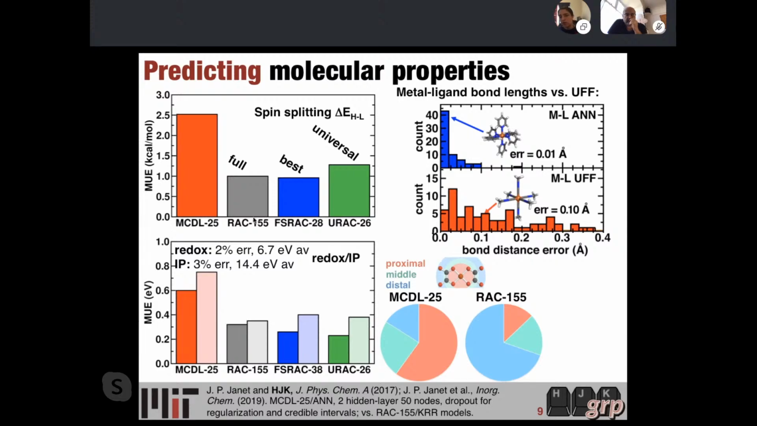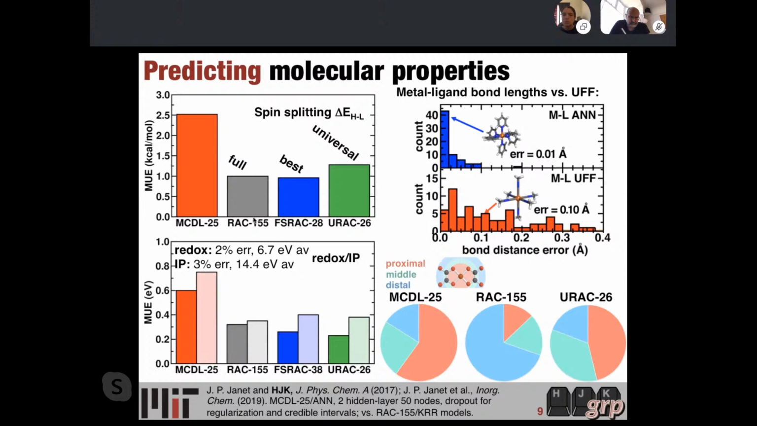And when we apply this feature selection approach, we get down to a feature set size that's relatively comparable to how many features we had in MCDL25. And you can see the two are in agreement largely that proximal features are the most important, distal features are relatively unimportant. Where the two differ, and why the RAC feature subsets are outperforming, is that they do a better job of encoding the intermediate middle effects of the transition metal complex.